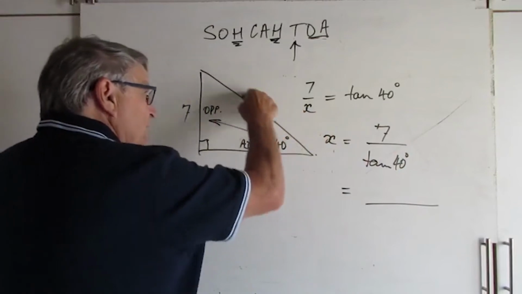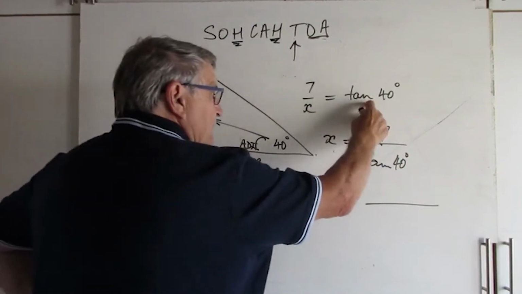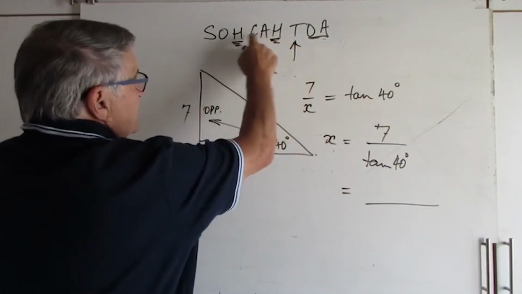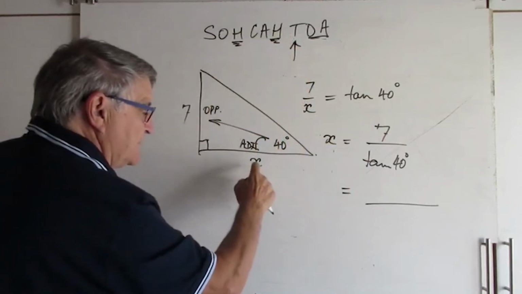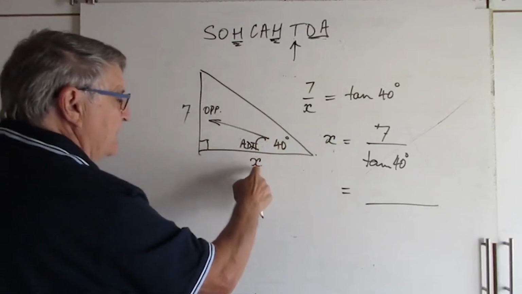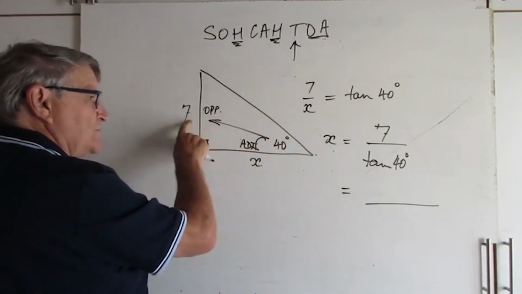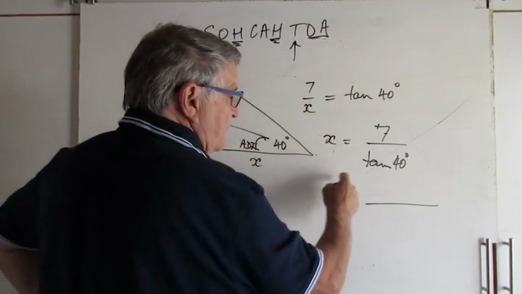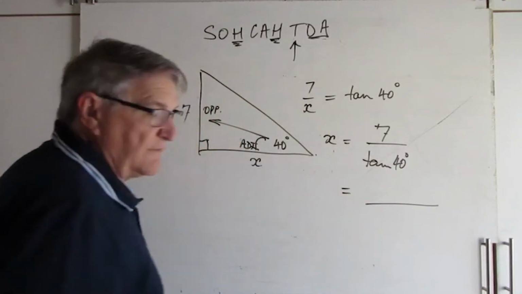If x is ever in the hypotenuse, it will be one of these, because the hypotenuse is always in the denominator. If x is in the adjacent and you're given the hypotenuse, that's a standard one. But if x is in the adjacent and you're given the opposite side, it's going to be this situation, so we'll be dividing by tan 40.